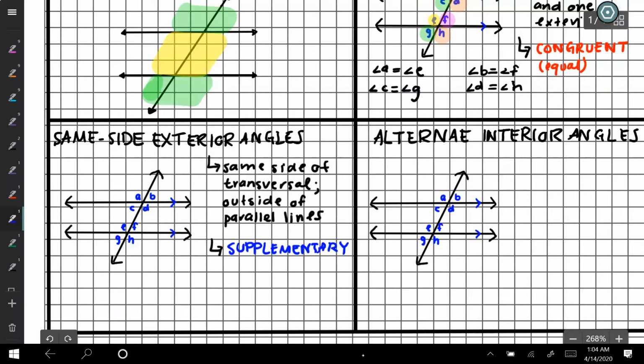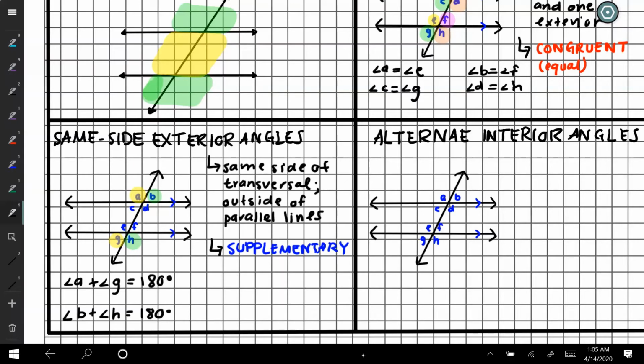Alright, so same side of the transversal, we're going to start again on the left. And now we're exterior, so we're going to start with angle A. And its same side exterior pair will be angle G. And then we're going to have angle B with angle H. So we're going to write out that rule as well. Angle A plus angle G equals 180 degrees. And then angle B plus angle H equals 180 degrees. Awesome. Alright, those are our same side exterior angles.